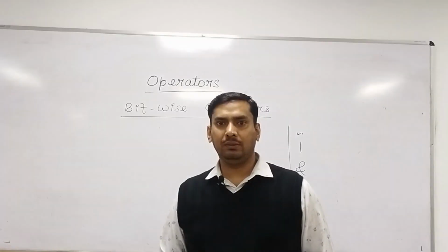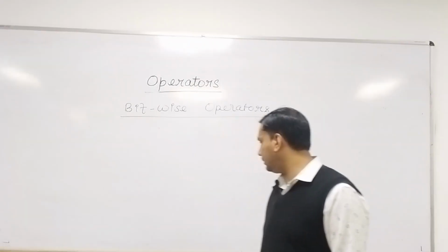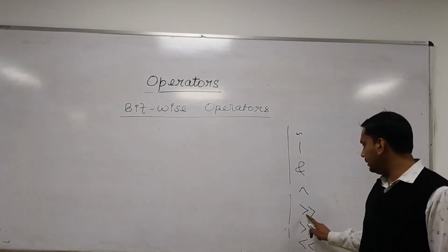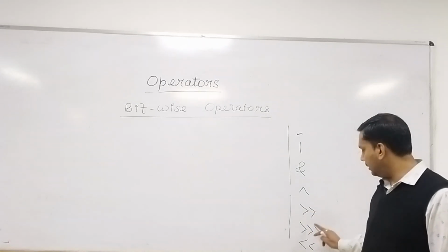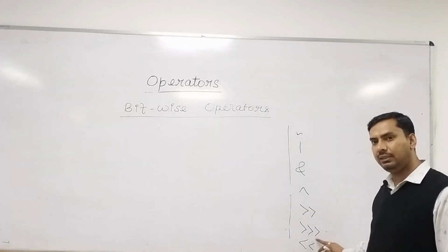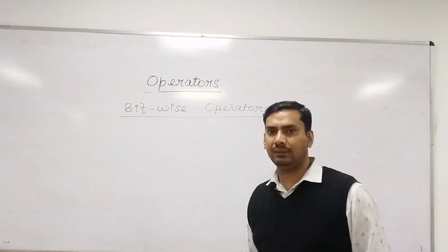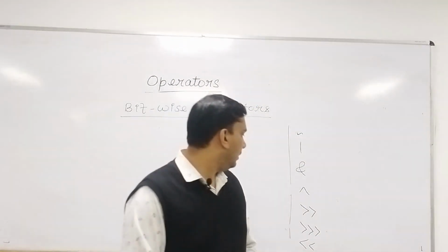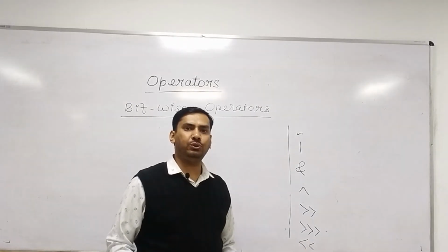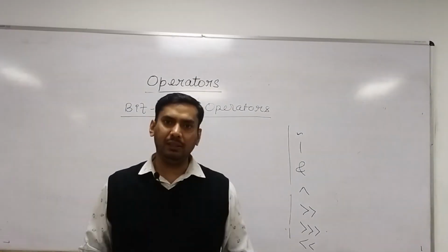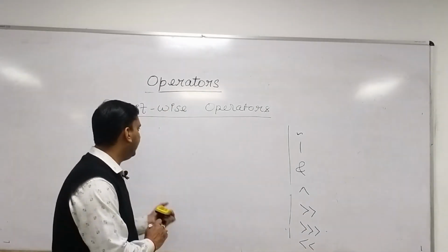Fine. So we are going to talk about the shift operators. There are 3 shift operators. One is the left shift operator, sorry, the right shift operator. This is your unsigned right shift operator, and this is your left shift operator. So what is the use of shift operators? Simple use: the shift operator is used to multiply or divide a number by a power of 2.